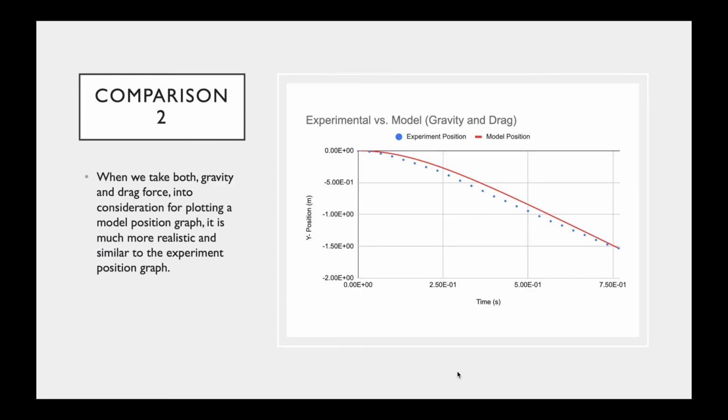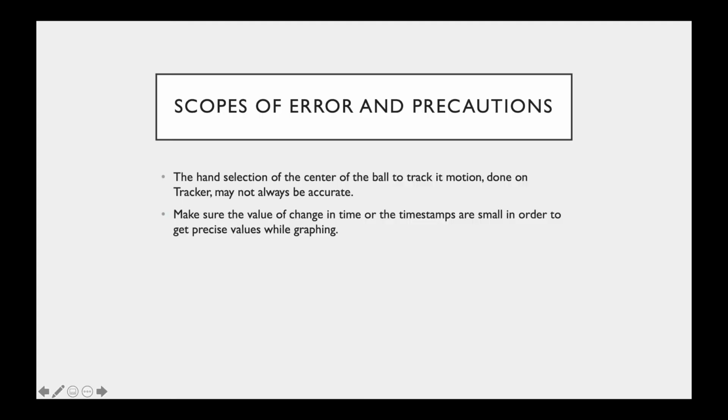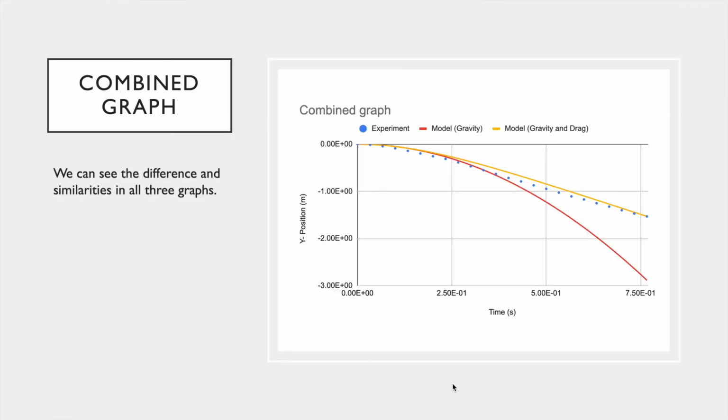This is what we obtain if we plot both the Tracker application and the GlowScript program graphs on one single graph using a spreadsheet. This is a graph consisting of all the three graphs that we had plotted earlier. We can see that the model graph consisting of both gravity and drag force is much more realistic as compared to the model graph consisting only of gravity.